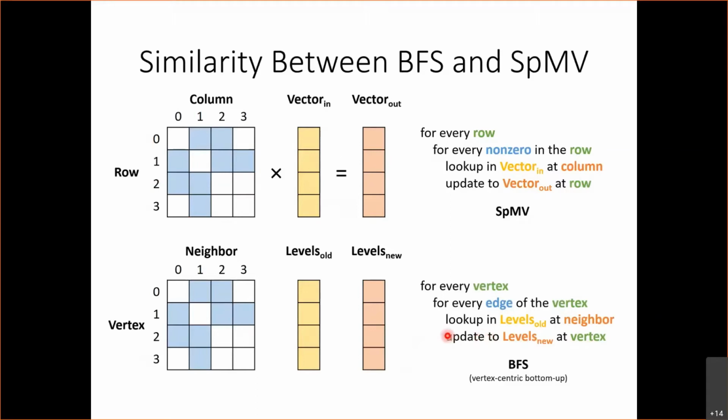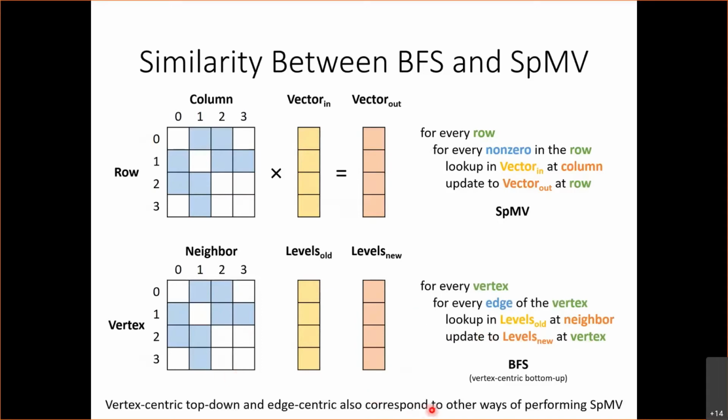You can tell that these two ways of going through my data are actually very similar. And in fact, there are also corresponding ways of performing SPMV that look similar to the vertex-centric top-down approach, as well as the edge-centric approach of performing BFS. Having seen this, you can tell there's a very close correspondence between sparse matrix operations and graph operations, particularly here between SPMV and BFS.